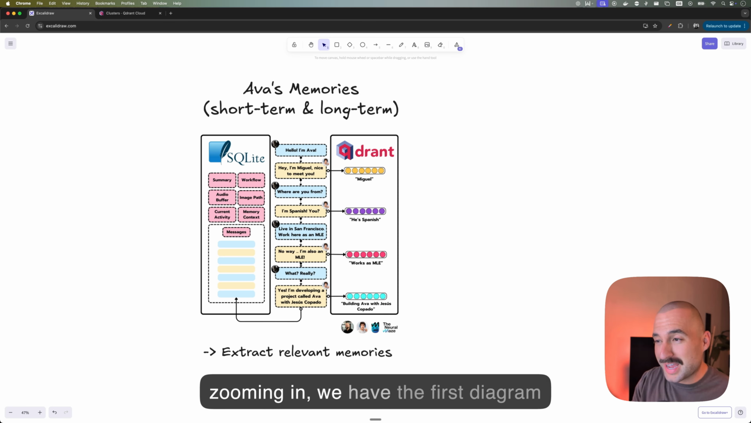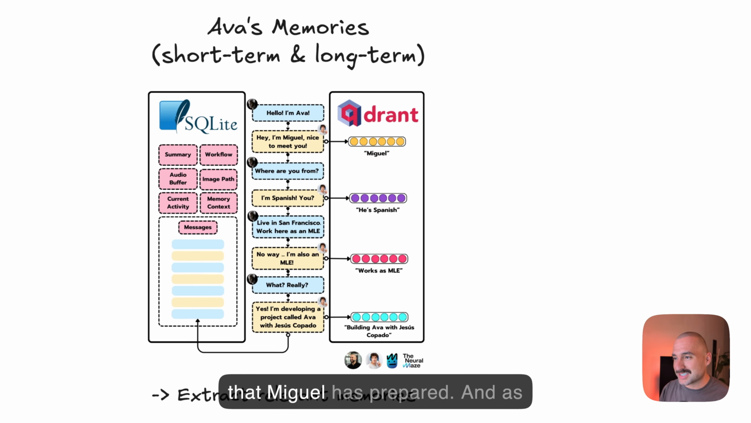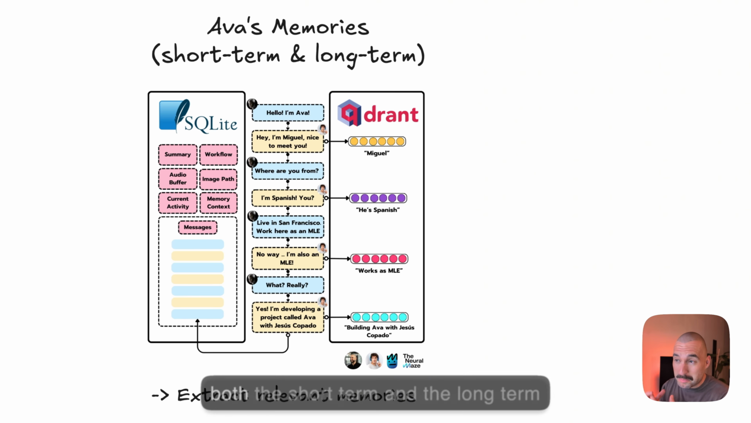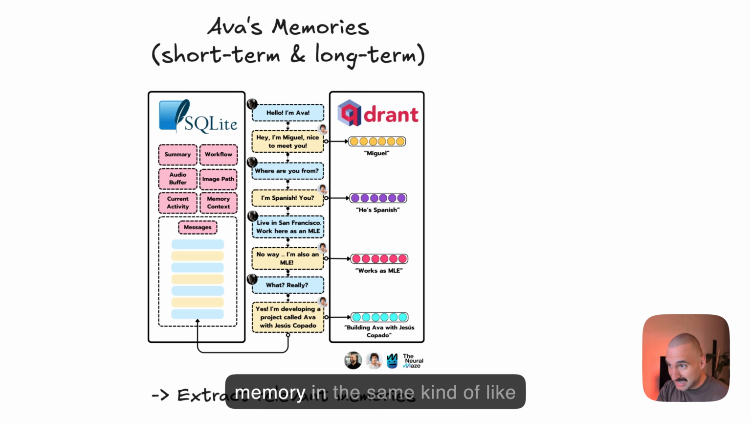Okay, so zooming in, we have the first diagram that Miguel has prepared. And as always, it's looking beautiful. This is a really cool diagram because it shows both the short-term and the long-term memory in the same picture. And I think you will understand it very well.